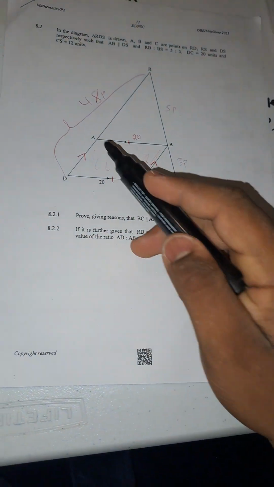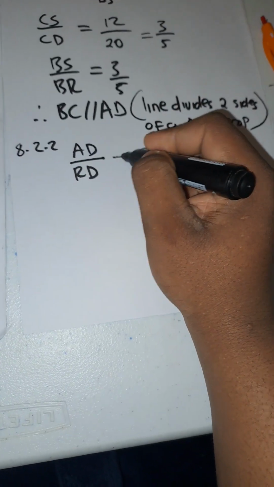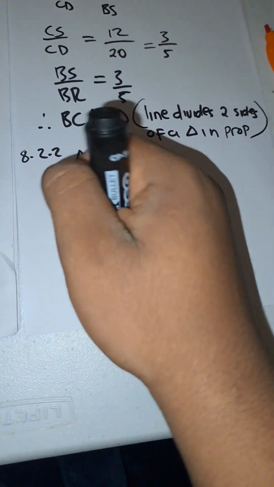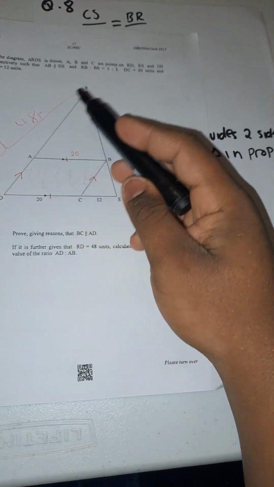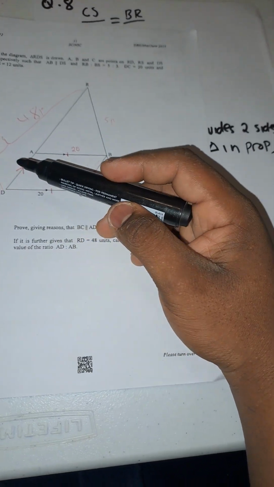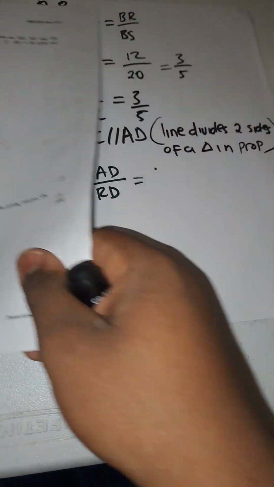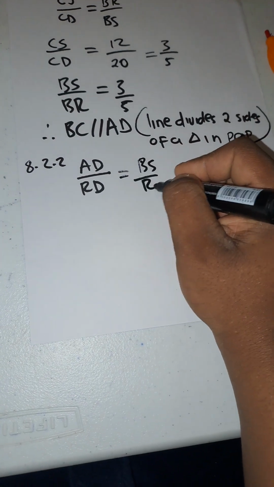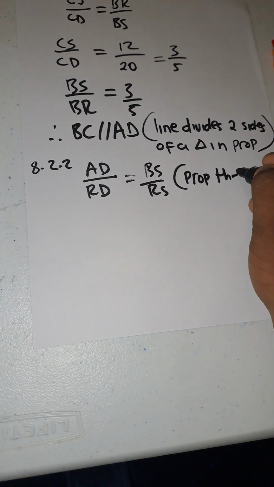I said guys, you can represent it in any form. AD and what RD, right? It is equals to what? Let me check here. There are two triangles there, there's the AD and RD. So I can also use BS and RS, because I'm given. So it will be BS over RS. What is the reason? Proportion theorem.